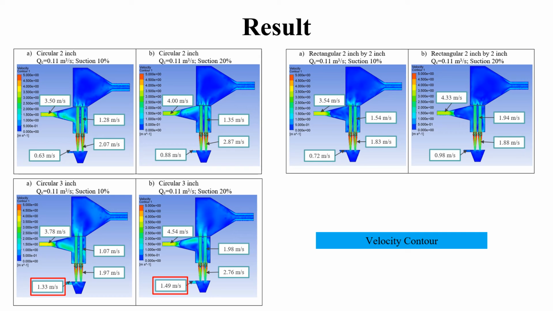For the velocity contour, the velocity will rise as the dimension of suction stream rises. We observe the higher the suction percentage, the higher the velocity of gas at inlet stream, suction outlet, inlet vortex, and cyclone vortex. By comparing the velocity of gas at suction outlet, retrofitted cyclone with circular 3-inch has the highest velocity compared to that of circular 2-inch and rectangular 2-inch. This also explains why the particle escape from suction stream in circular 3-inch is the highest.